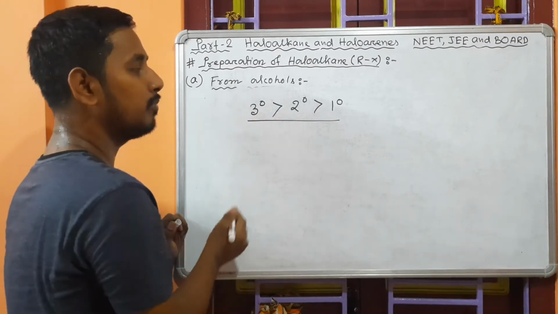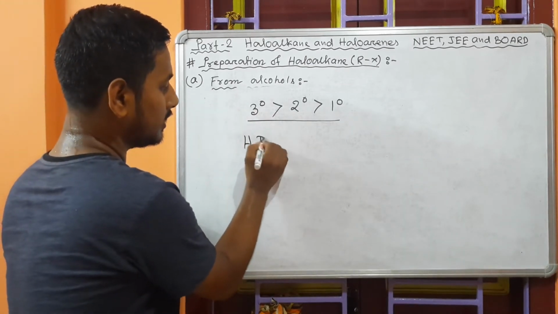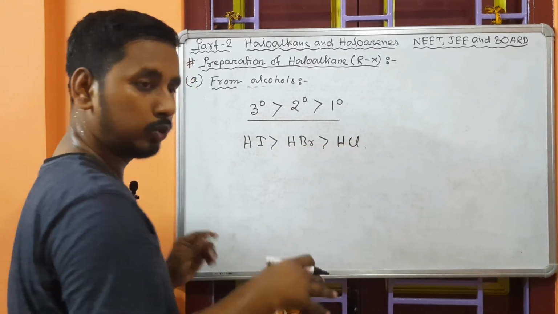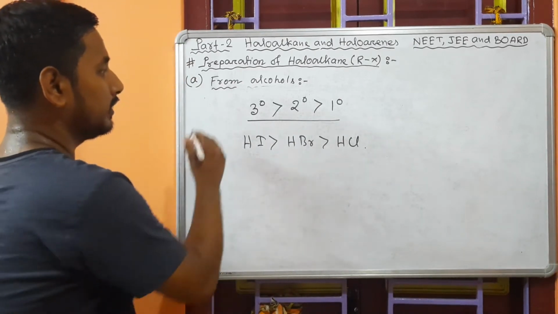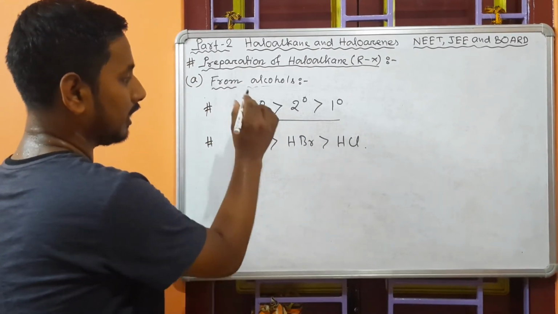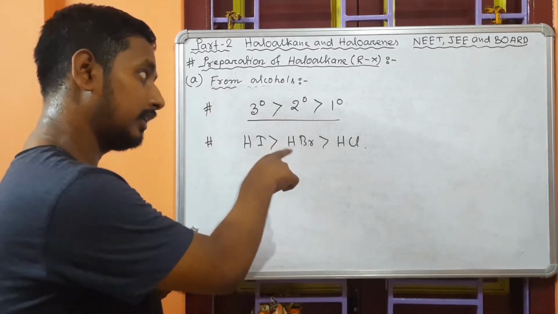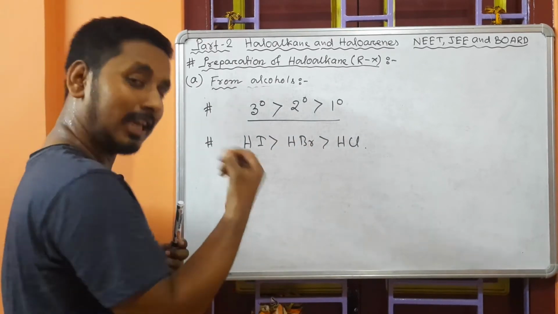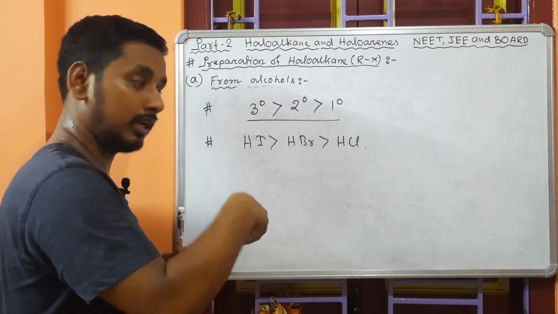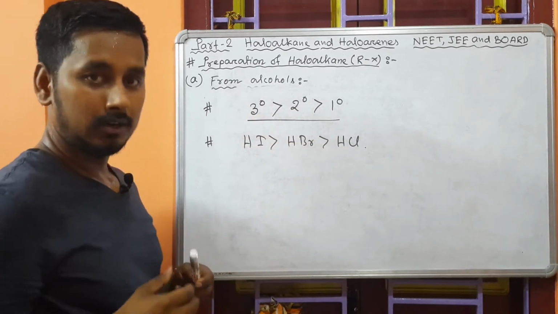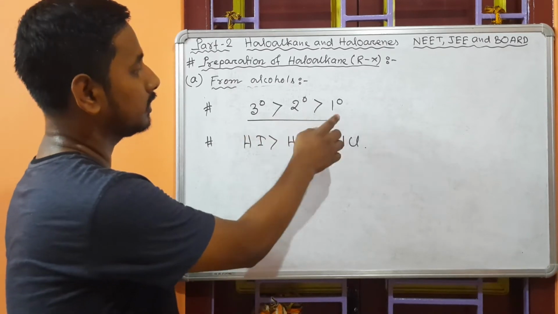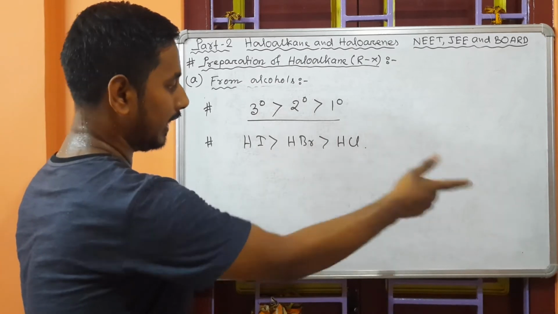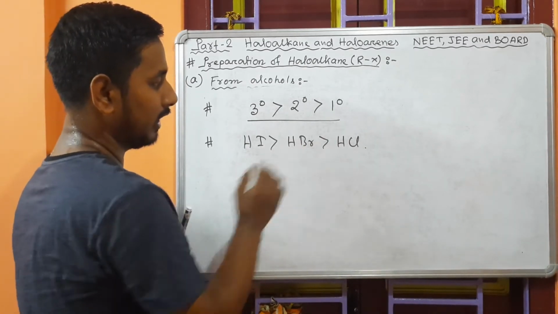Another thing you have to remember is that HI will react faster than HBr, than HCl with alcohol to form the desired product. These two things are most important: tertiary alcohol reacts faster than secondary than primary, and when you react HI, HBr and HCl with the same alcohol, HI reacts faster than HBr, than HCl. Considering a primary alcohol, you get the primary halide with HI faster than HBr, than HCl.